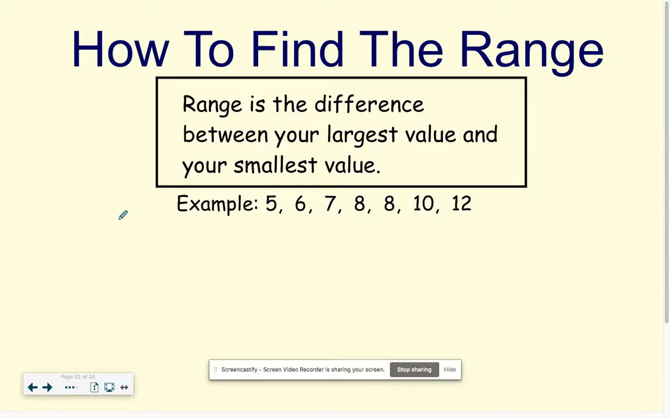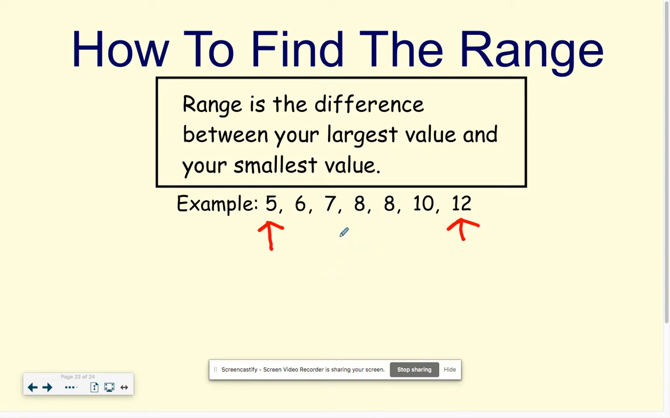Hello, in this video, I'm going to show you how to find the range of a data set. The range means the difference between your largest value and your smallest value. The very first thing you're always going to want to do is put your data in order from smallest to largest. Once you do that, it's easy to find where your smallest value is, which is 5, and your largest value, which is 12.